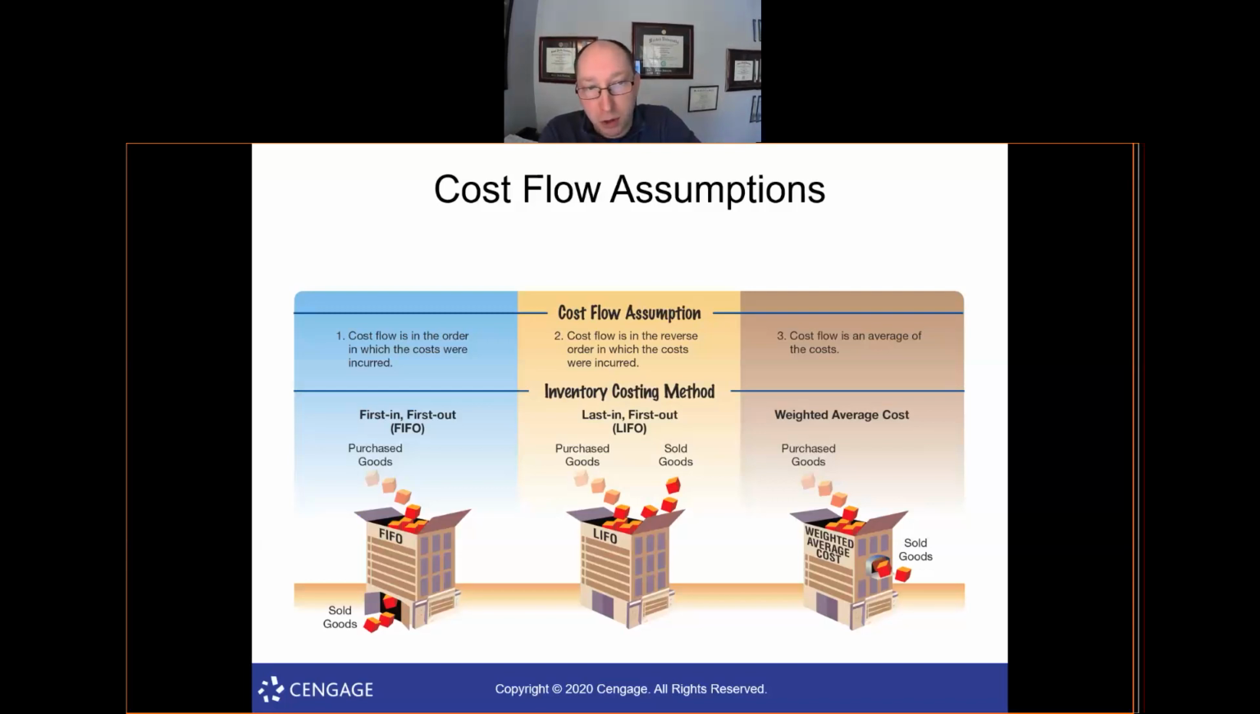The first one is called the first in, first out method. The second one is called the last in, first out method. And the third is called weighted average. In the first in, first out method, this is the order in which the costs were incurred.